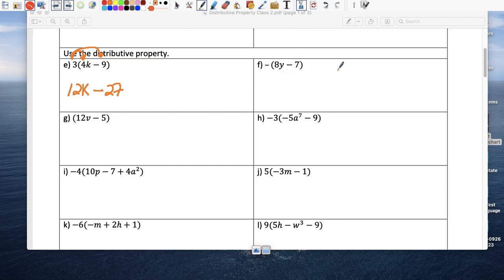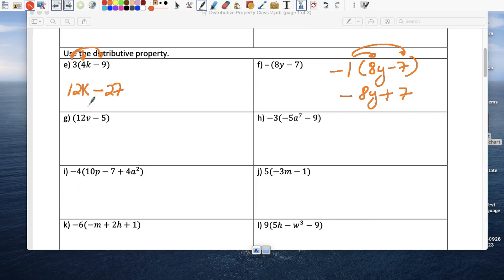Over here, let me just write this a little bigger. There's an invisible 1, and I'm going to put it over here. 8y minus 7. If you want to put the 1 there, put it. If you don't want to, it's okay. So now I have a negative 1 times a positive 8. A negative times a positive is a negative, and 1 times 8 is 8. Second part, so I just did this. Second part is a negative times, and again, what kind of 7 is that? It's a negative. So negative times a negative is a positive. 1 times 7 is a 7.